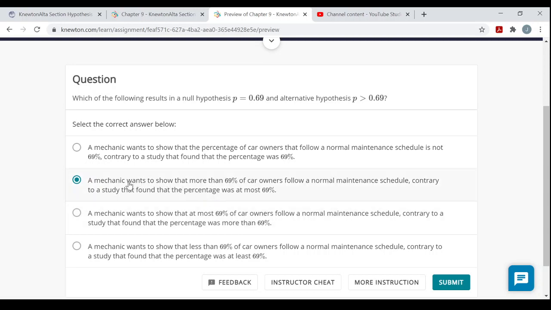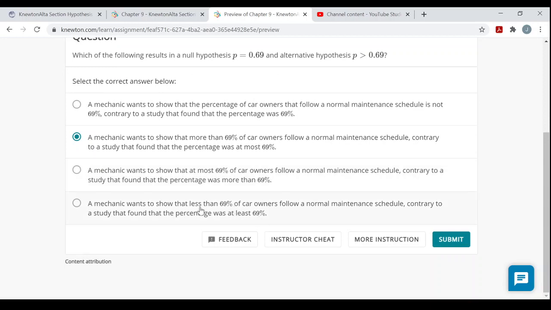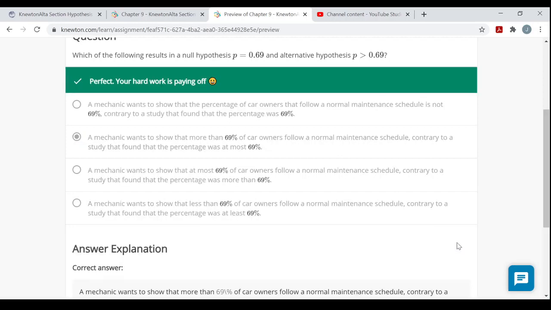But remember, what they're trying to show, what you're testing, should be in the alternative hypothesis. The alternative hypothesis is really what's being tested. So what we're trying to show should be in the alternative hypothesis, and that's the second statement, even though they're basically the same statement flipped. And this one involves less than, not more than. So I think I'm good with that second one.